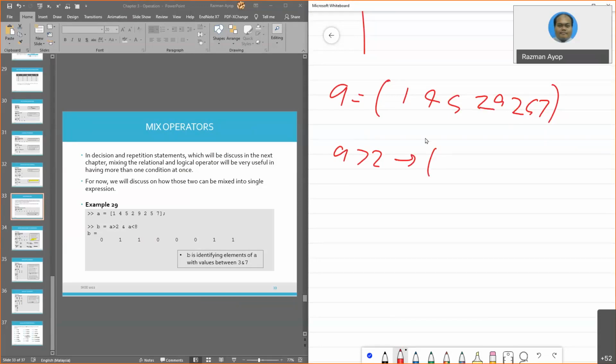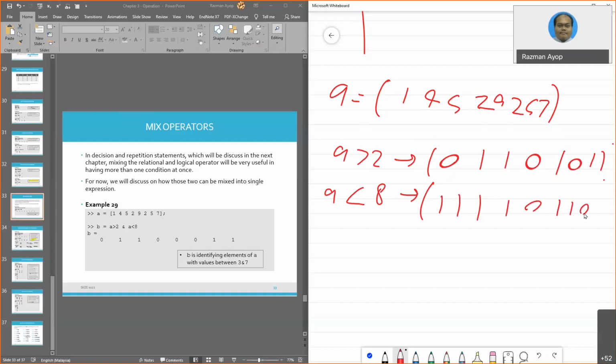So 1 is not more than 2: 0, 1, 1, 0, 0, 0, 1, 1, 0, 1, 0, 1, 1. Okay. So A less than 8. So anything that is less than 8 is 1, 1, 1, 1, 1, 1, 1, 0, 1, 1, 0, 1, 1, 1.